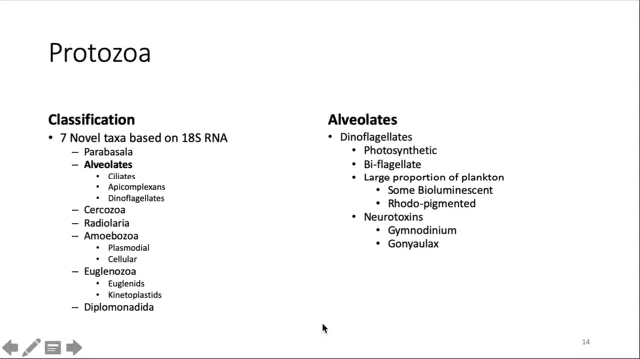Then the last group under the alveolates are the dinoflagellates. They are photosynthetic in nature, but their name comes from the fact that they have two flagella. So we call them biflagellates or dinoflagellates. A large proportion of them are plankton, so plant-like in nature. They may produce some bioluminescence. They may also produce some pigments, and some of them will also produce neurotoxins.